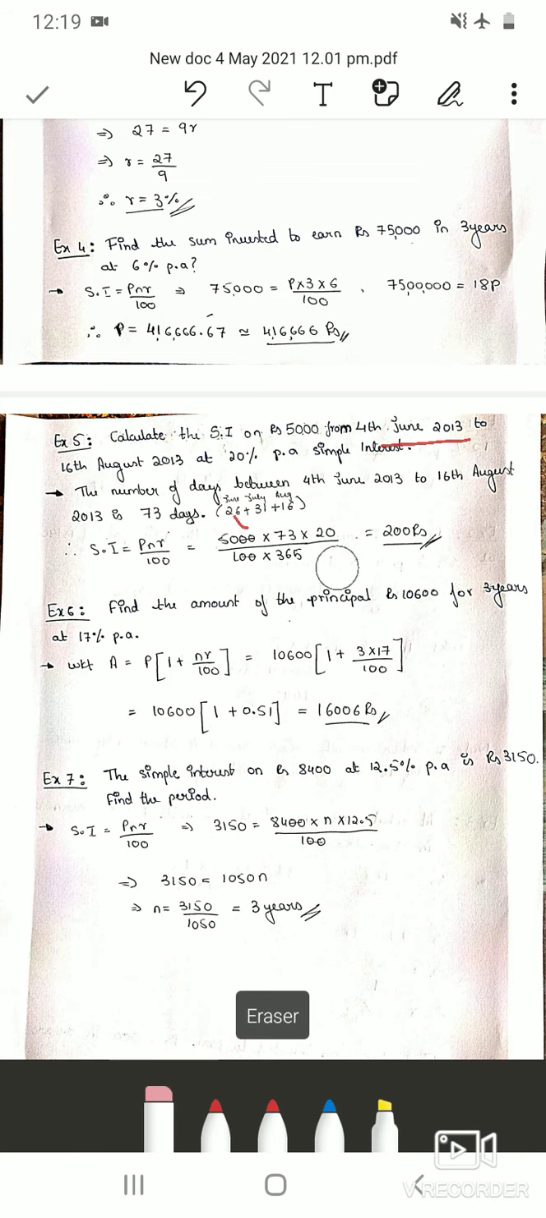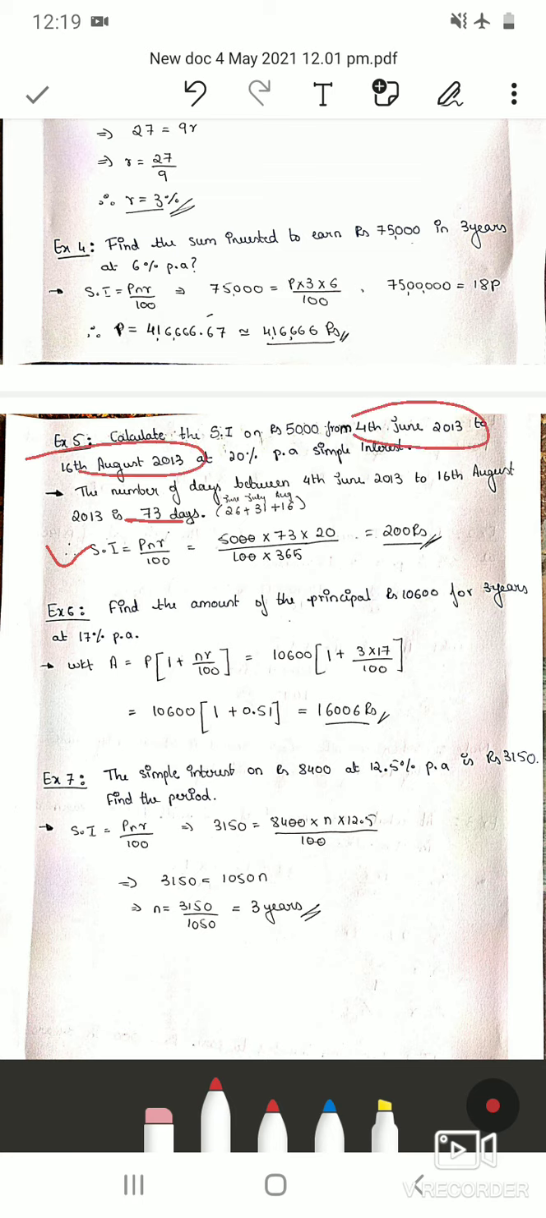Now, as I said earlier, when days are given you have to convert it to years. To convert it to years we will divide it by 365. Therefore simple interest will be 5,000 into 73 into 20 divided by 100 into 365, which is 200 rupees. So you have to carefully calculate the days when they are given in terms of dates like this.